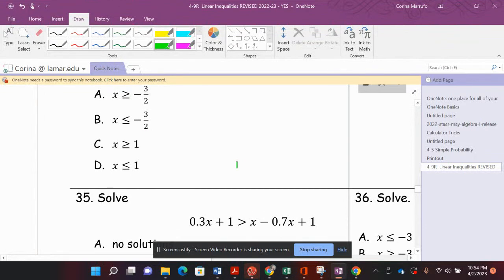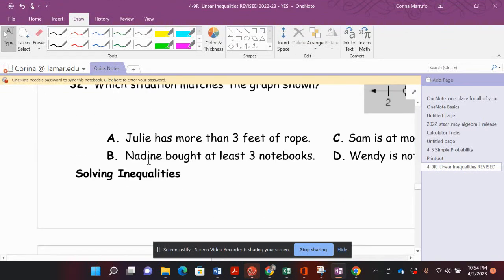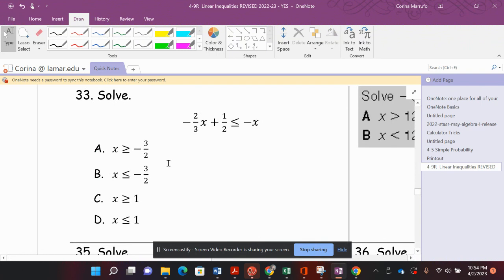All right, so this is going to be the last part of the video. So we're going to finish off the rest of the notes. So number 33, they want us to solve. So when they want us to solve, we're solving for the variable. So if we can see here, we're solving for x. But if you notice, there is x on both sides.